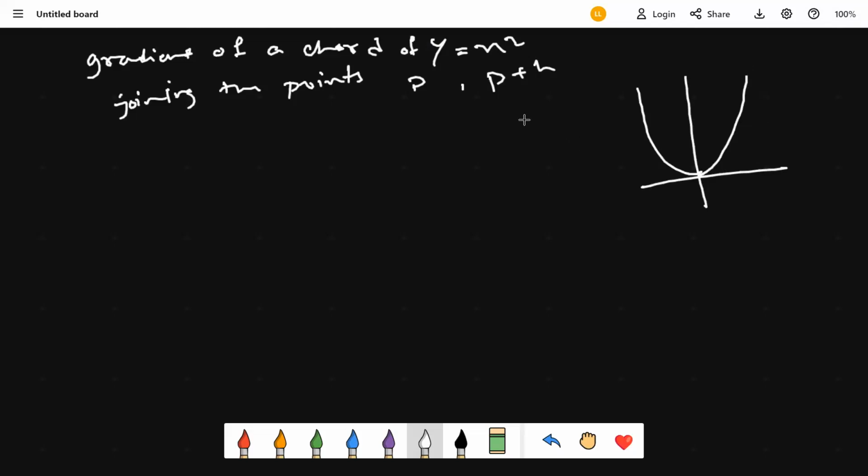Now they're saying that this curve is joined by 2 points, p and p plus h. So let's say p is somewhere over here, and these are the x coordinates. If this is p, and with that p there is an added h, then this value is h. So p plus h goes to that portion. Now if we join these 2 points, that forms a chord. Now they're asking us to find the gradient of this chord. What should be the gradient, the m value? What we are supposed to do is find, at first, the y coordinates of each of them.